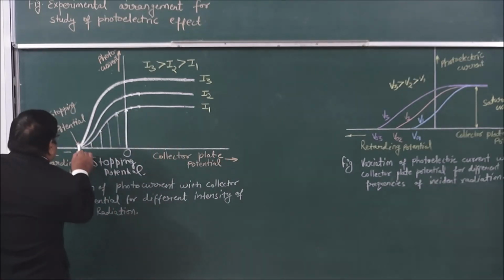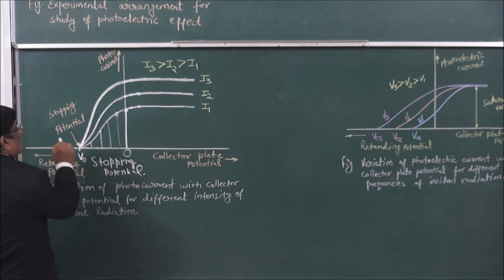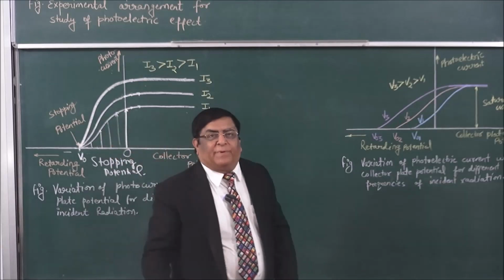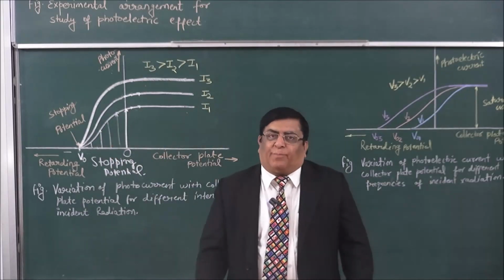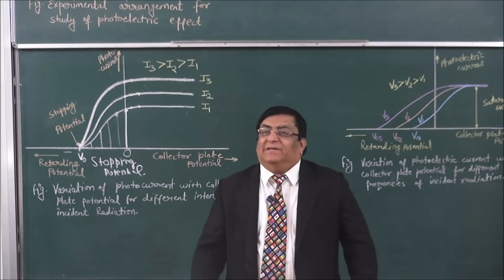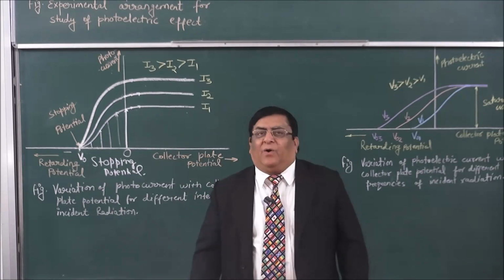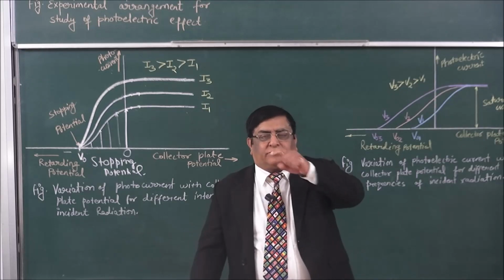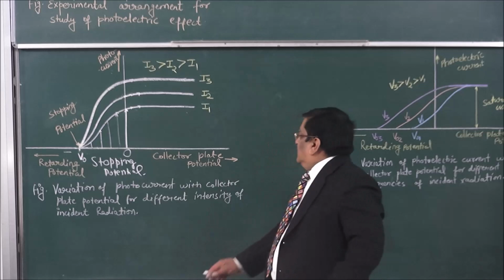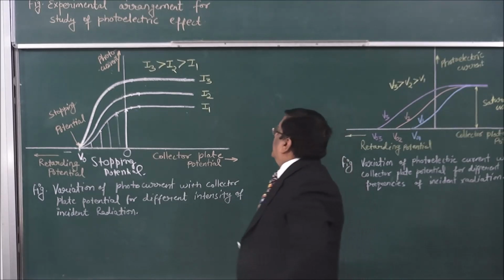So this is an indicator of the kinetic energy of the electron. Please remember, what is stopping potential an indicator of? Stopping potential is an indicator of the kinetic energy of the electron which is emitted. How? You will say it is an indicator of the potential energy, because this is the formula for potential energy.